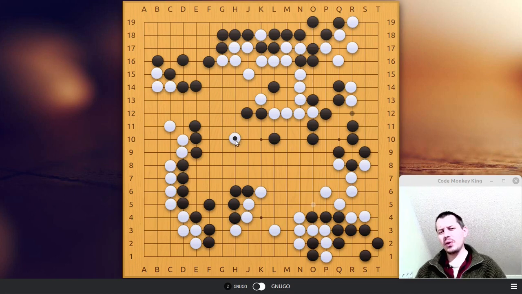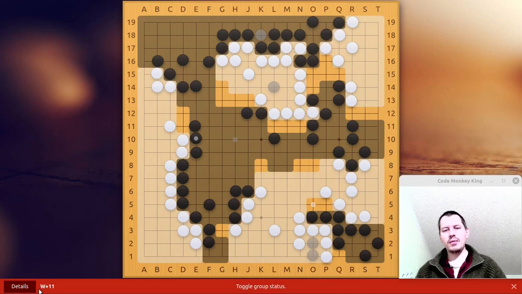So I play somewhere else. But in that case, black actually put this black stone there, and I did realize that I kind of lose this big territory for black. Although I probably could. So let me just see the estimate in here. I'm not quite sure. Yeah, so white plus 11, so still fine, still okay.